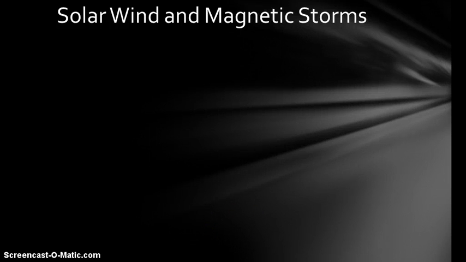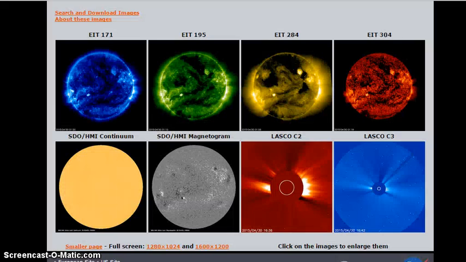We went outside and were actually able to view the sun. And we looked at some images from NASA's SOHO observatory. Unfortunately, on the day we were looking, we weren't able to see any sunspots.